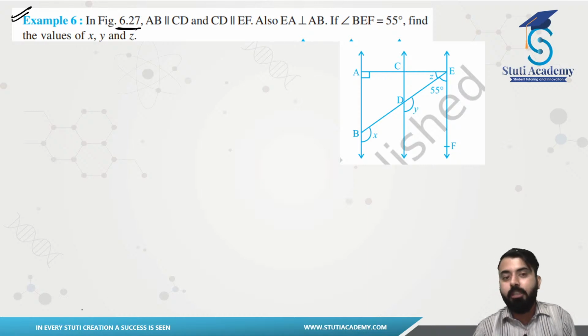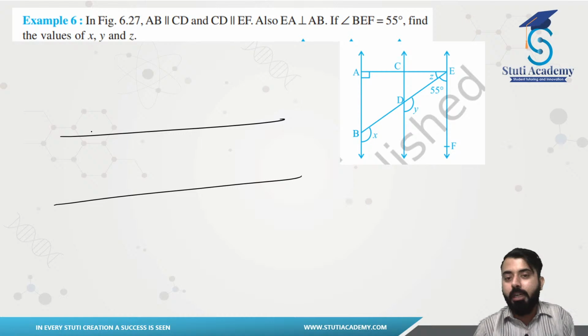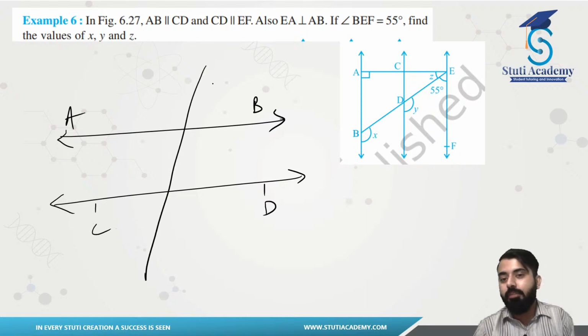Yeah, I can explain corresponding angles again. See, let's consider this figure. I have two parallel lines, let's say AB and CD. These are the two parallel lines, and there is a transversal T.